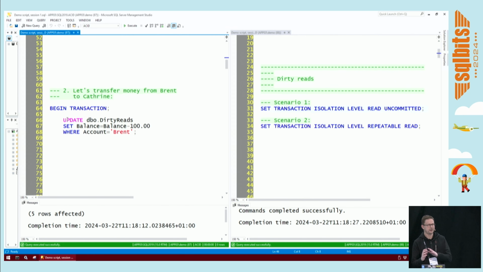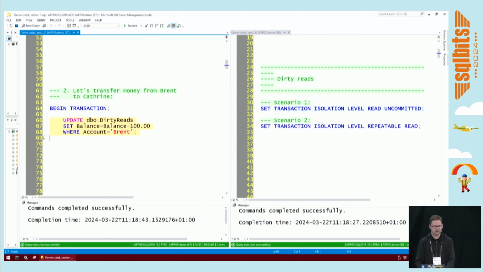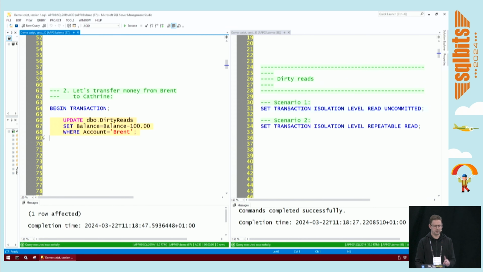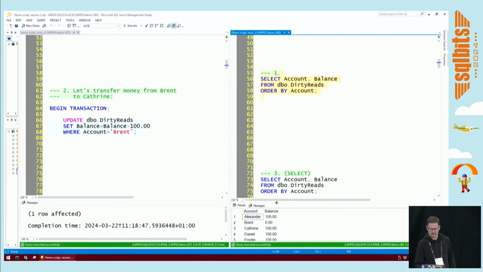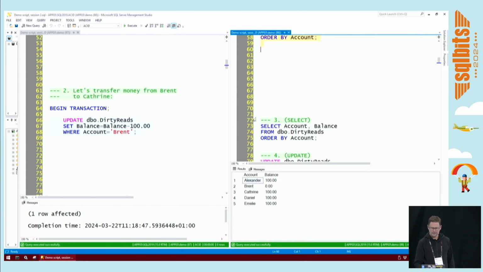Now I'm going to transfer money from Brent's account to Katrine's account. And to do that, because we want the atomicity, I'm going to begin transaction. I'm going to reduce Brent's account by 100 money units. And I'm going to check on the accounts. I did them in the wrong order, but that doesn't matter. If I select in the right-hand query, which is in no lock or read uncommitted, I can see my changes. Remember, I haven't committed the left-hand side yet. This is an ongoing transaction.